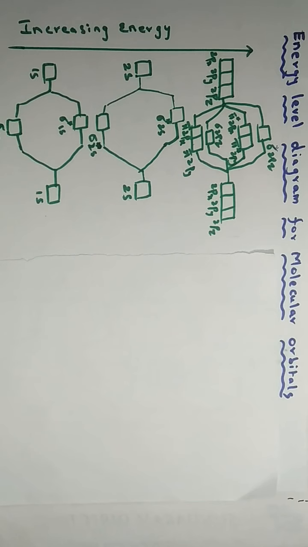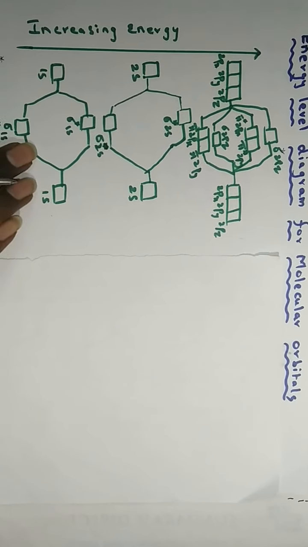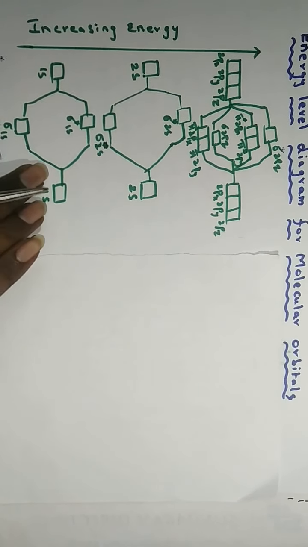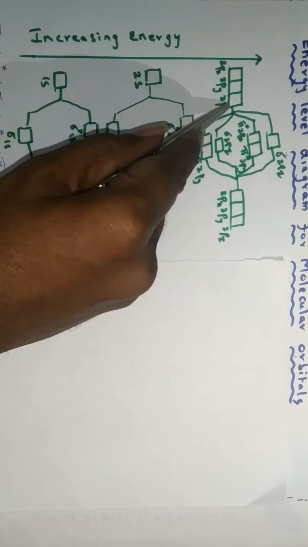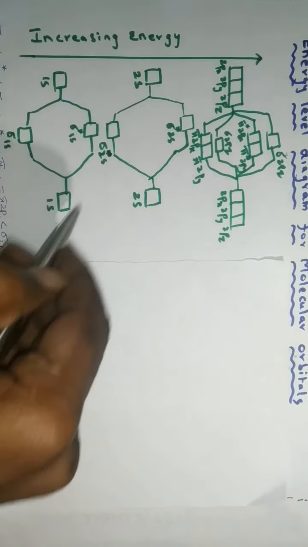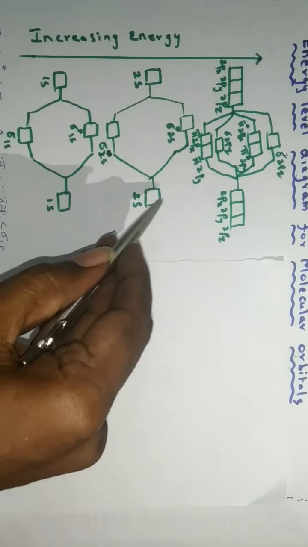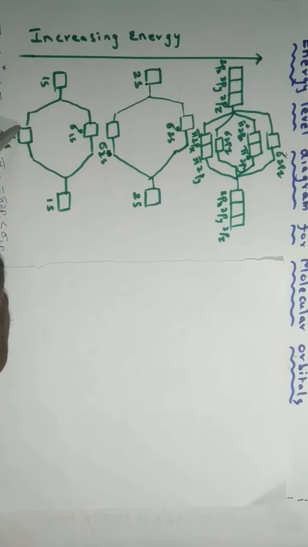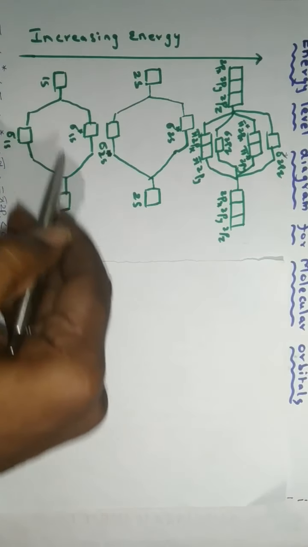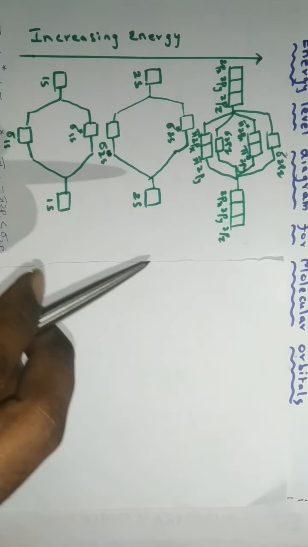The diagram shows the relative energies of molecular orbitals formed for homonuclear diatomic molecules, except oxygen, fluorine and neon, where there is a slight energy difference. In this diagram, 1s, 2s, 2px, 2py, 2pz are the atomic orbitals of one atom, and on this side 1s, 2s and 2px, 2py, 2pz are the atomic orbitals of another combining atom, and these are the molecular orbitals formed by the combination of these atomic orbitals.